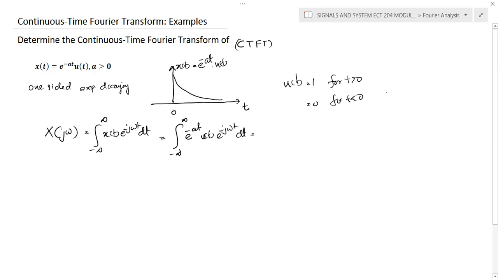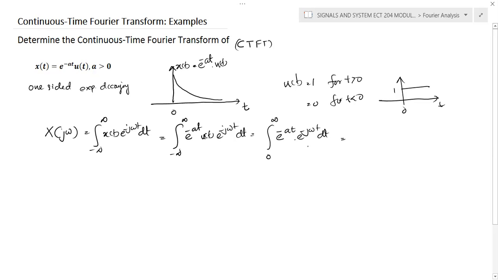Okay, and this is a waveform for u of t, which exists only in the positive side. By observing this waveform x of t equal to e raised to minus at u of t, it's clear that it exists only in the positive side. So we can simplify the integration only for the positive side. We can start from 0 to infinity, e raised to minus at, and u of t is 1 in this duration, into e raised to minus j omega t dt.